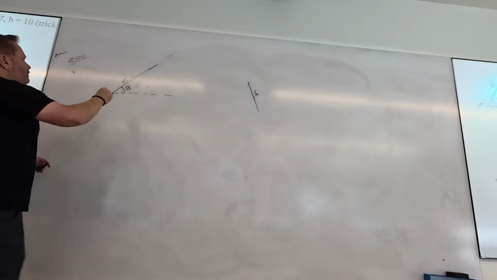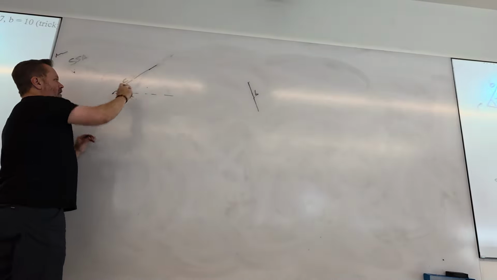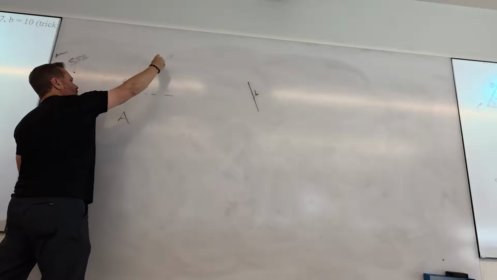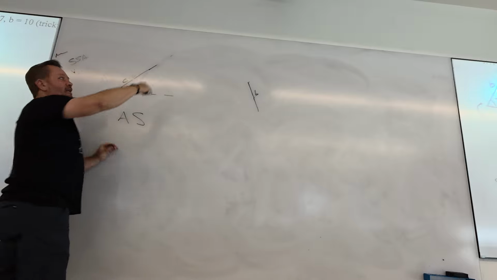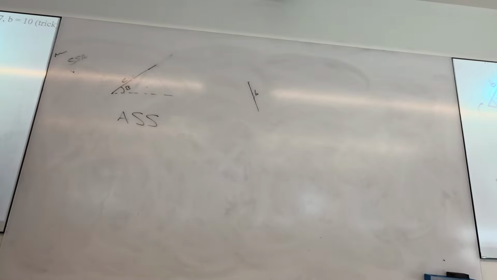This is the way we should call it. All right. Didn't I give us an angle? Yes. And then I gave the side next to it. Yes. And then I gave it the side next to that. Yes. So how do you remember the situation that could have 0, 1, or 2 answers? There you go. It's an ASS.